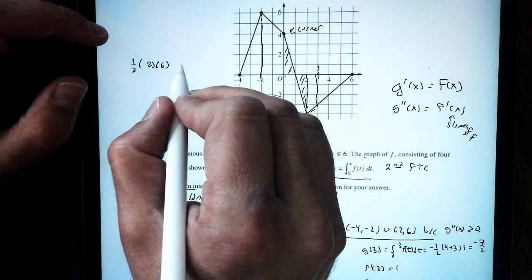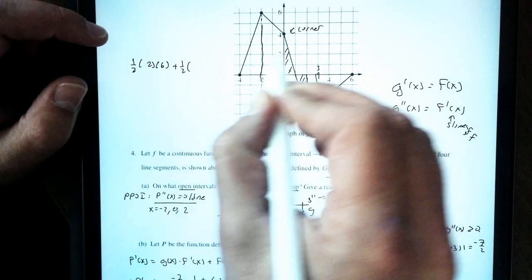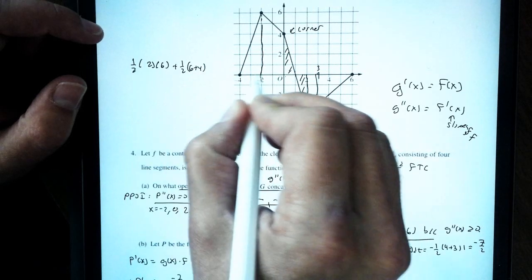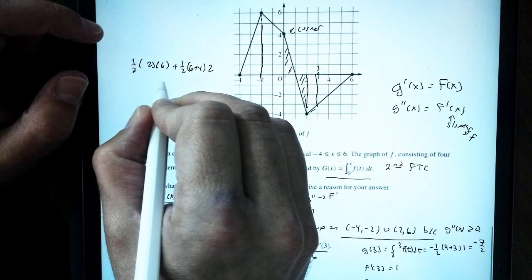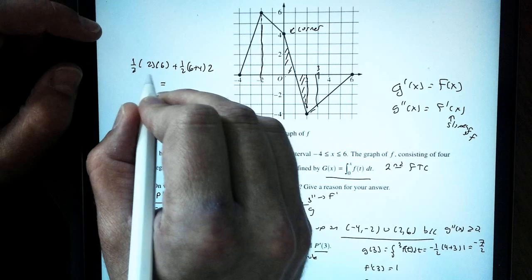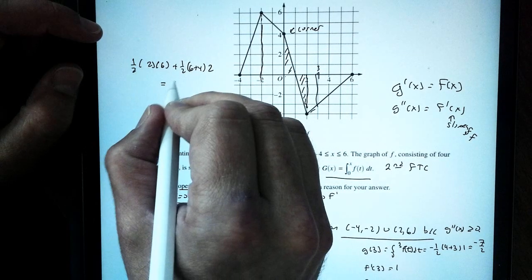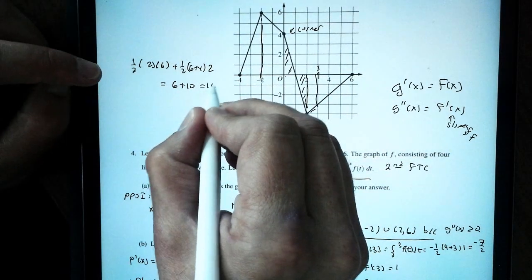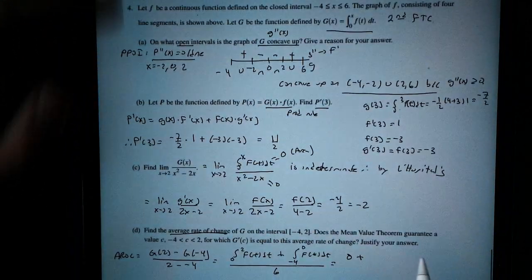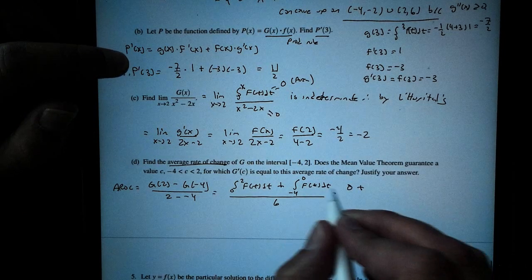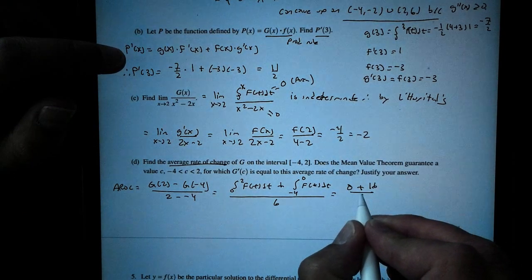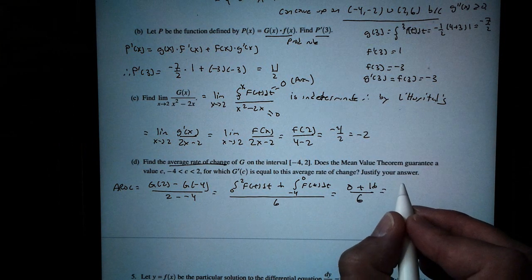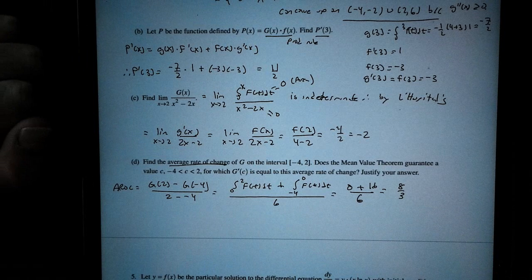And now I have this trapezoid, plus 1/2 times 6 plus 4, and its base is 2. If you clean all of that up, this is 6 plus 10 right there, which is 16. So I know that this area right here is 16 over 6. If you reduce that, you would get 8/3.